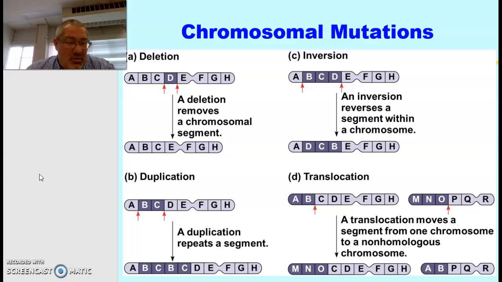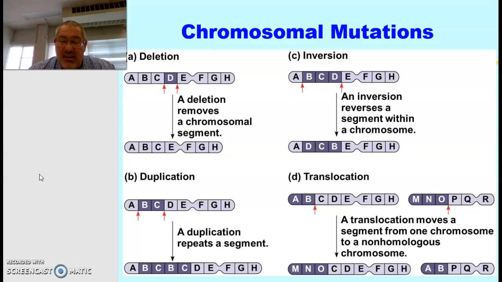A chromosomal inversion, letter C, is when a portion of a chromosome is detached, it flips, and then reattaches to the same chromosome. So the order of the genes is reversed in that portion of the chromosome.